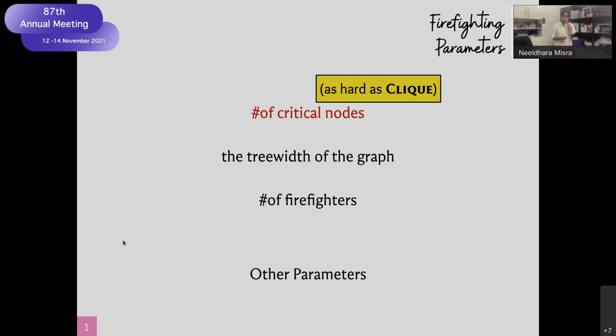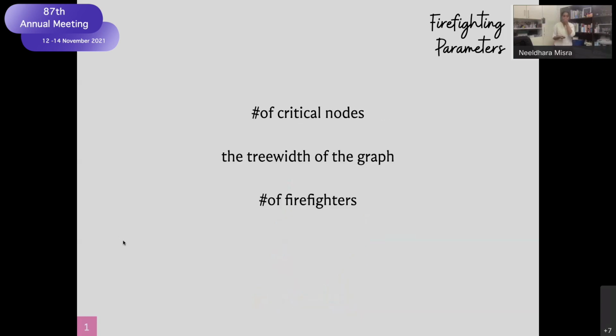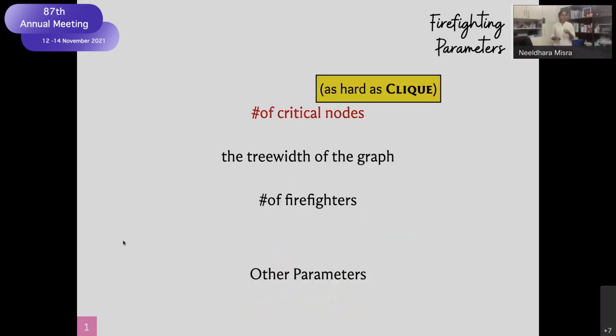And there have been other parameters that have been considered in the literature. Probably, again, in the interest of time, I won't get into them as much. It turns out that if you parameterize by the number of critical nodes, there's a framework that tells us that you cannot really hope for an algorithm whose running time has this nice form. So we actually have to give up on this parameter in some sense. That's something that turns out to be a bit of a dead end.